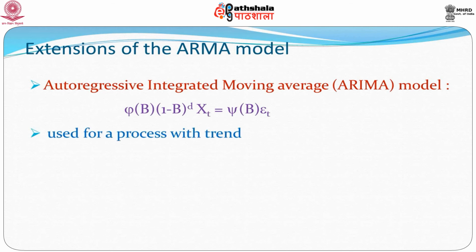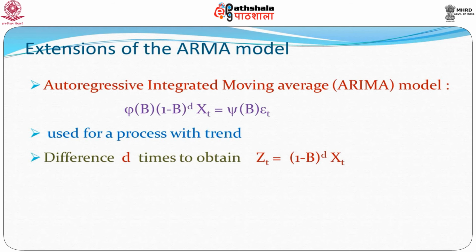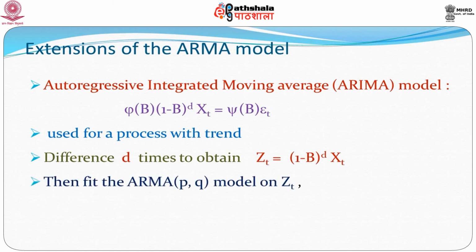This model primarily is used for a process with trend. So, what happens if you have a trend? We generally detrend. How do you detrend? You difference. So, we difference the original series x t d times, and we get z t. So, 1 minus B to the power of d x t gives us a detrended z t, and after that you fit the ARMA p q model to this z t, and then you have a simple ARMA model.